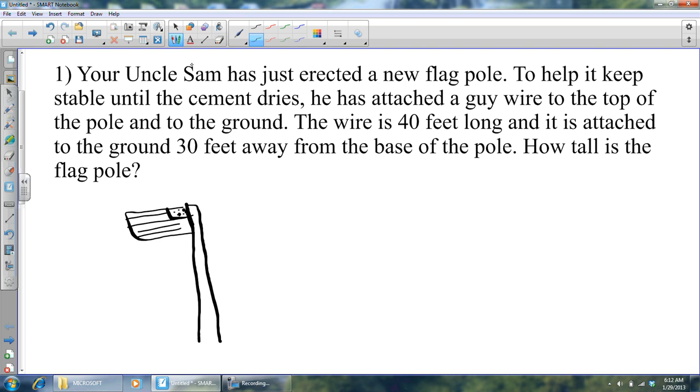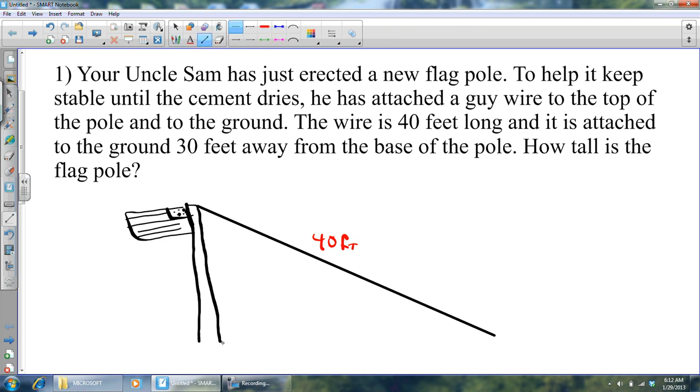Okay, now I need a wire. And my wire is going from the top of the flagpole to the ground, right? And I know that that distance, I was told it was 40 feet. That's the wire. 40 feet, right? Okay. And I know that the distance from the pole to where the wire hits the ground is 30 feet.